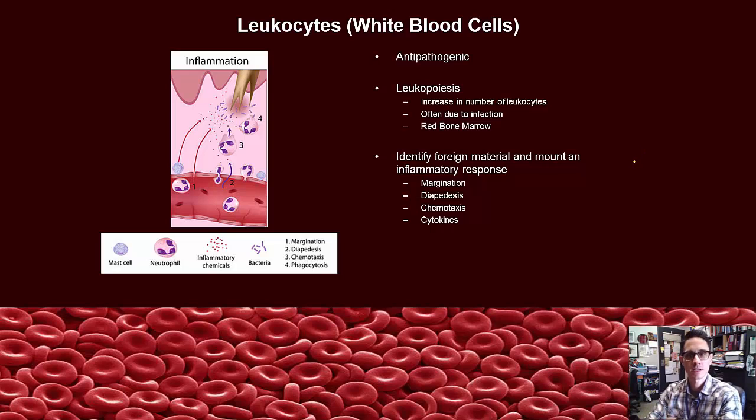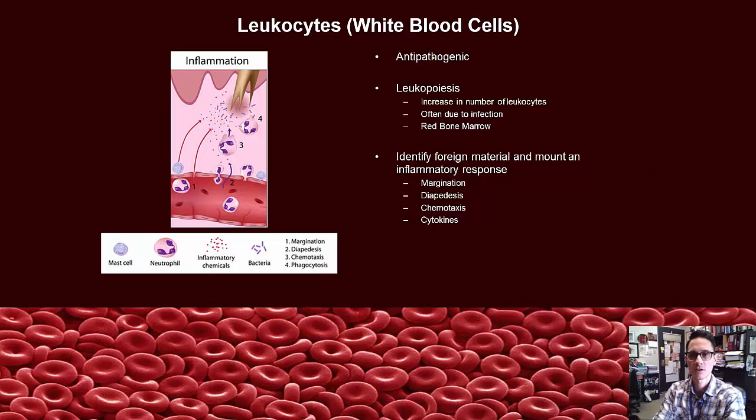So remember, we're still talking about the formed element component of the blood, and remember, formed elements makes up about 45% of the total blood volume. All right, so for a whole blood sample, 45% is going to be formed elements, and then 55% is going to be plasma. We're talking about white blood cells or leukocytes here.